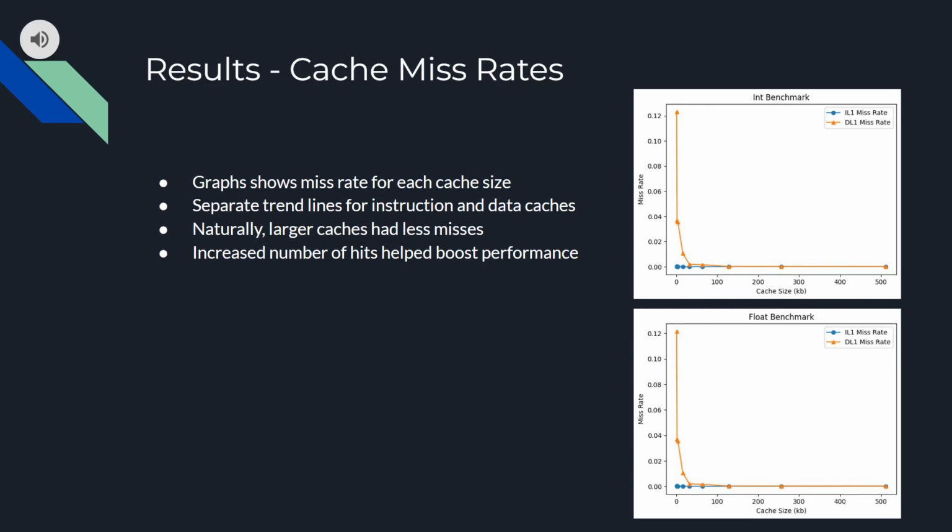Based on the results, we can see that as the cache sizes grow, we have lower and lower miss rates and more cache hits, which can help boost the performance of the processor. This explains why deeper pipelines have more cache misses, so they perform worse than shorter pipelines with more cache hits.